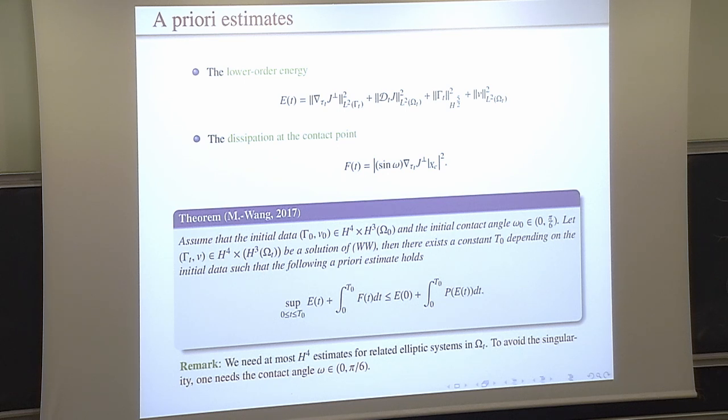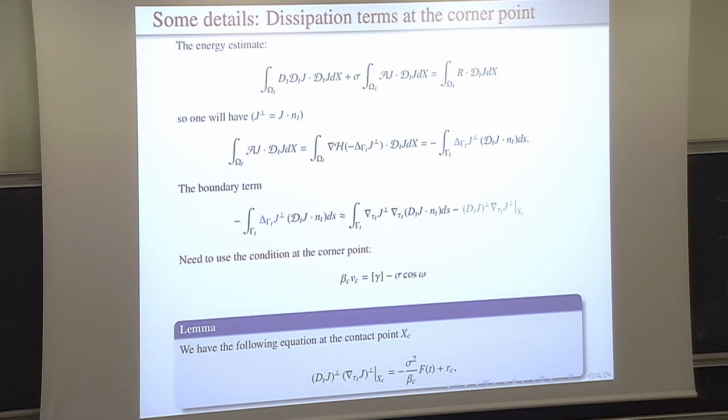So the angle, at that time, because we want better regularities, okay. So you see here, the free surface in H4 and initial velocity in H3. So the contact angle is restricted below pi over 6. And I can see that the highest order estimates come from the pressure part, PV part.